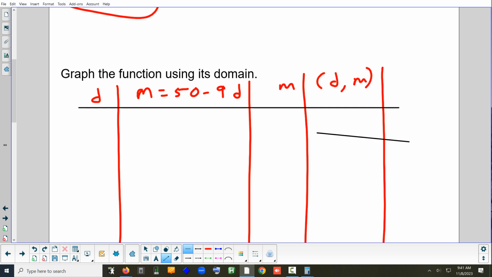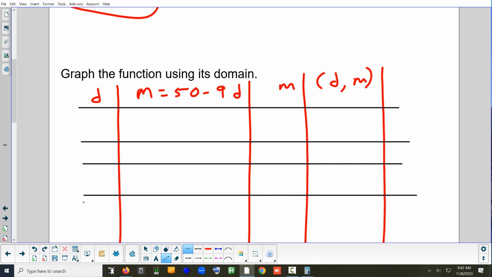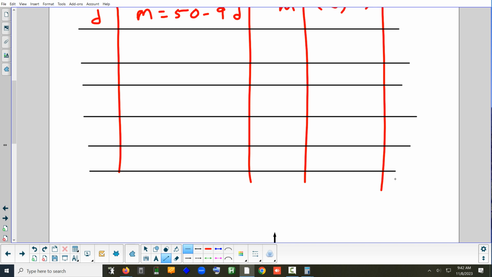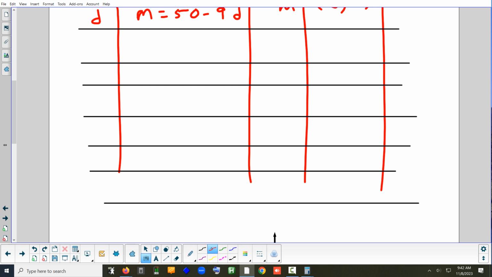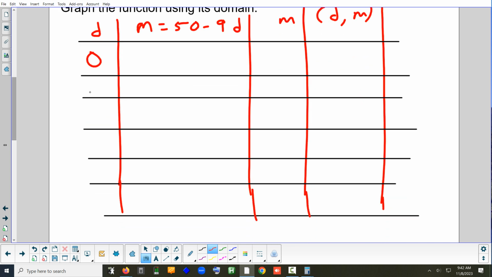All right, so let's make some rows in our table. Okay, I think we had 6, so I need another one there and another one there. All right, what's the first value that I could pick for the number of DVDs? The first one was 0. And we went up to 1, 2, 3, 4, and 5.